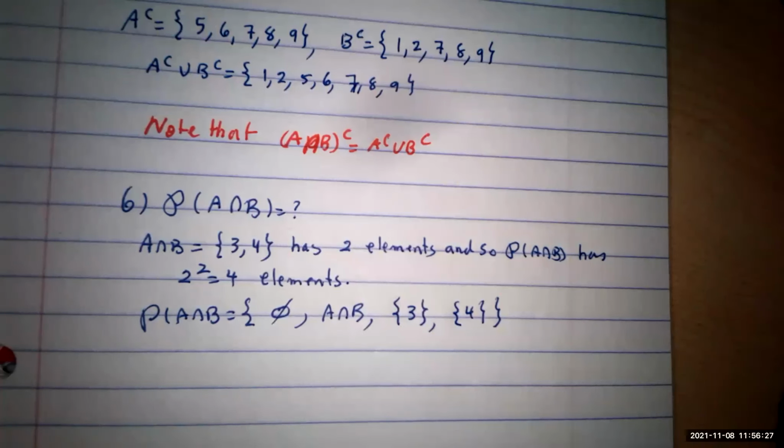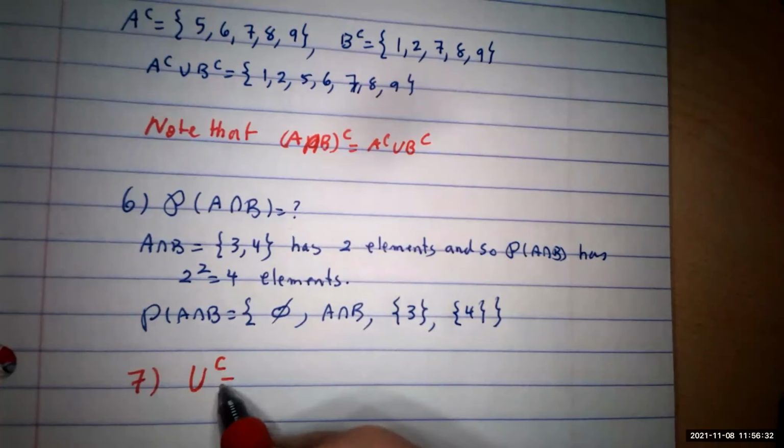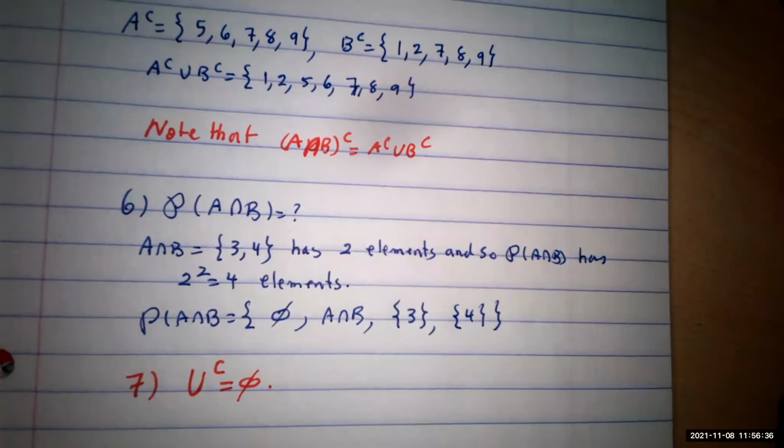And the last one, of course, is easy. We already talked about it. The complement of the universal set is just the empty set. And then we're done. Any question?